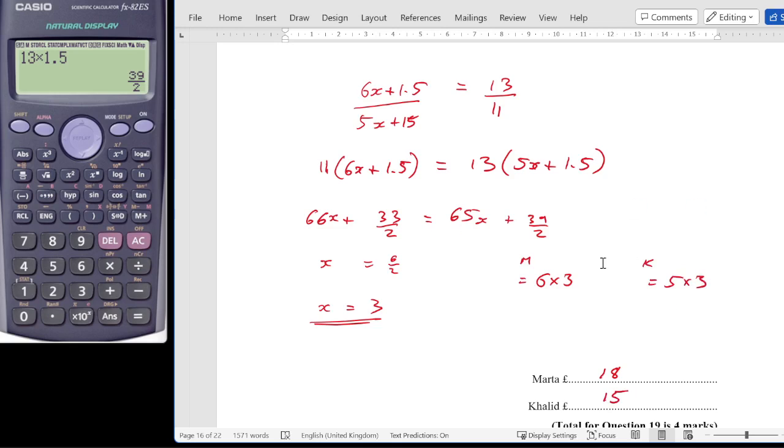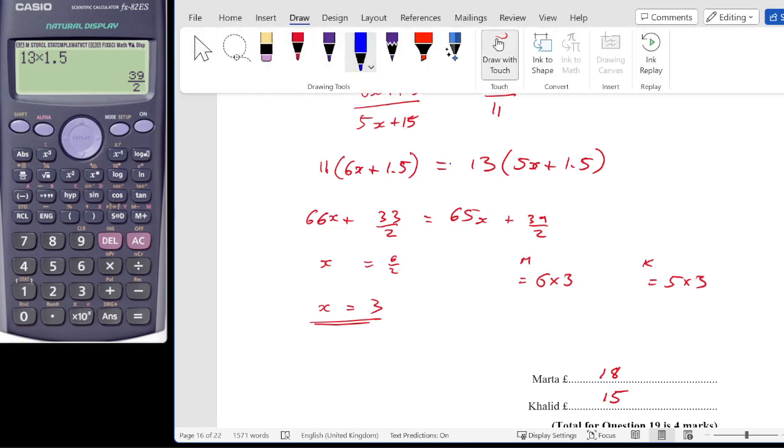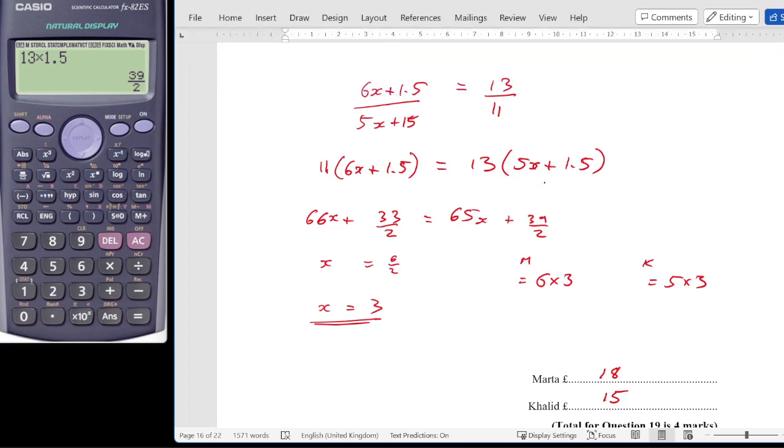There we go. Okay, and if we go to the mark scheme, then we're picking up P1, which is given for the process to represent algebraically Martin and Khalid's pay after the increase. So where can I award that?